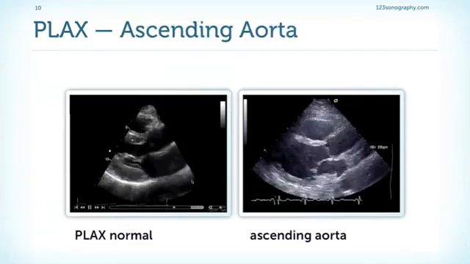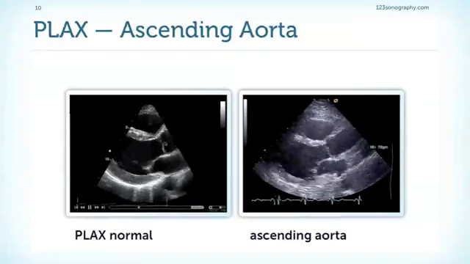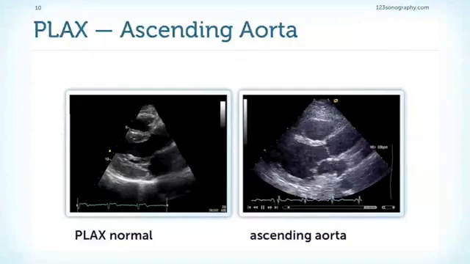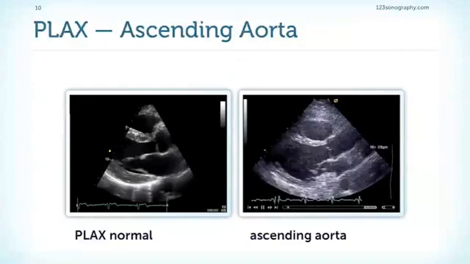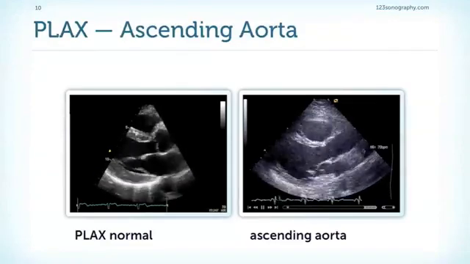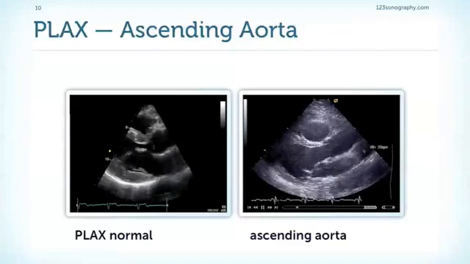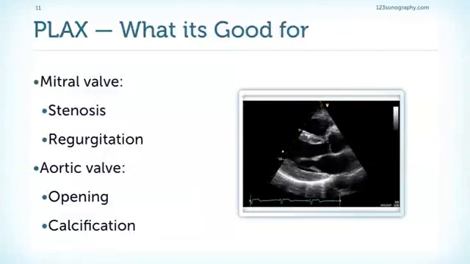The ascending aorta is visible in the parasternal long axis view, but if you want to see more of the aorta, it's sometimes better to move the transducer up one intercostal space, and thereby you see more of the ascending aorta. This is very important, and we'll talk about that more in detail when we describe patients with problems of the ascending aorta.